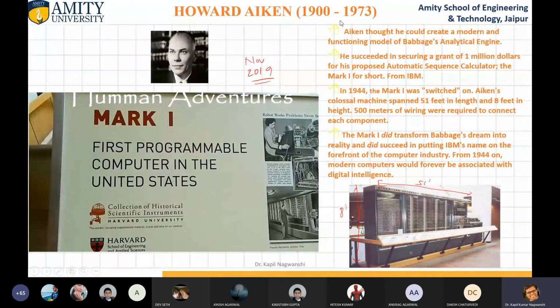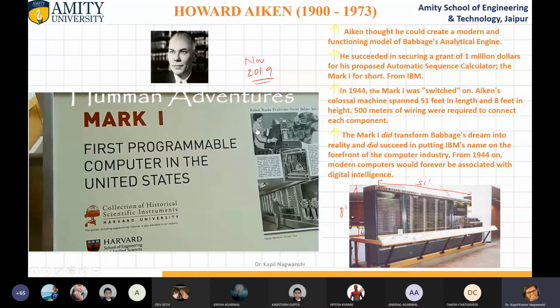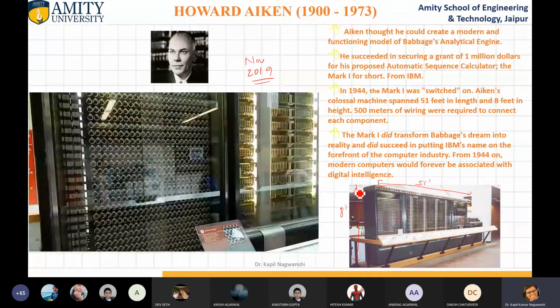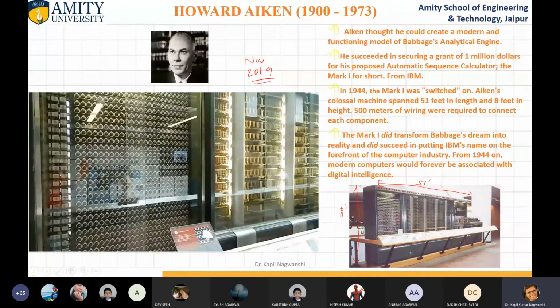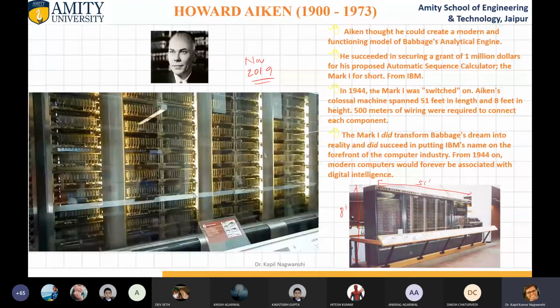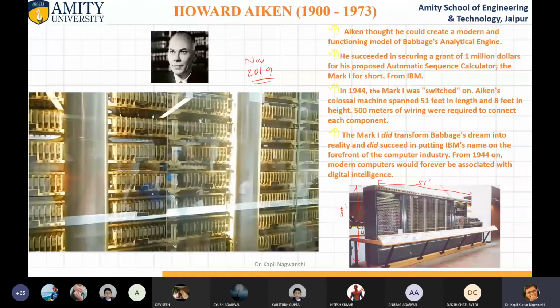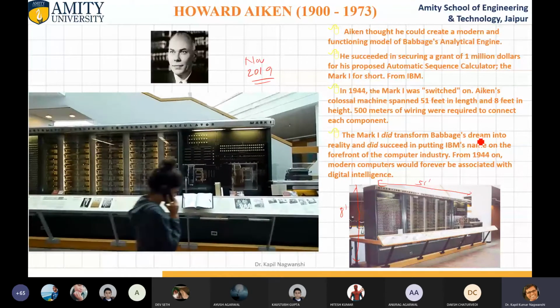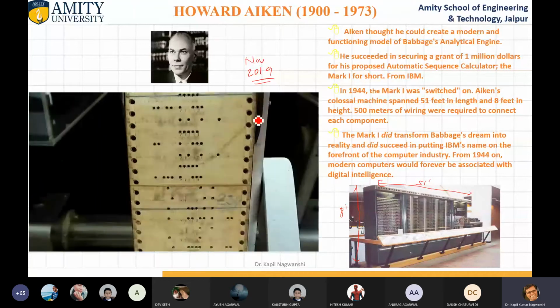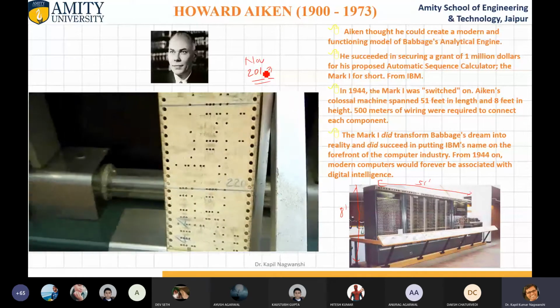Then Howard Aiken, in 1944, developed the Mark I computer, and it is a running computer, and here it shows the dimensions of this. Fine. So this is the machine, 51 feet long and 8 feet tall. And it is running. And this Howard machine is available at Harvard University. Fine.